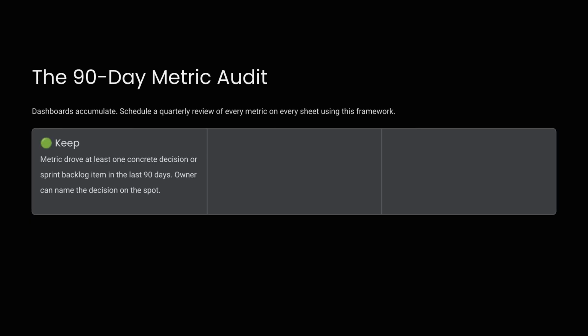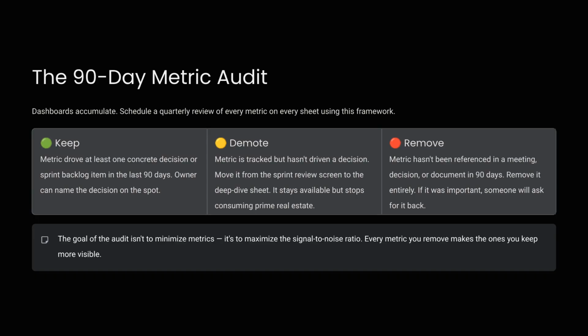Conduct a 90-day metric audit to maximize the signal-to-noise ratio. Metrics that drove a decision should be kept. Metrics that haven't should be demoted or removed entirely, simplifying the dashboard and focusing attention.